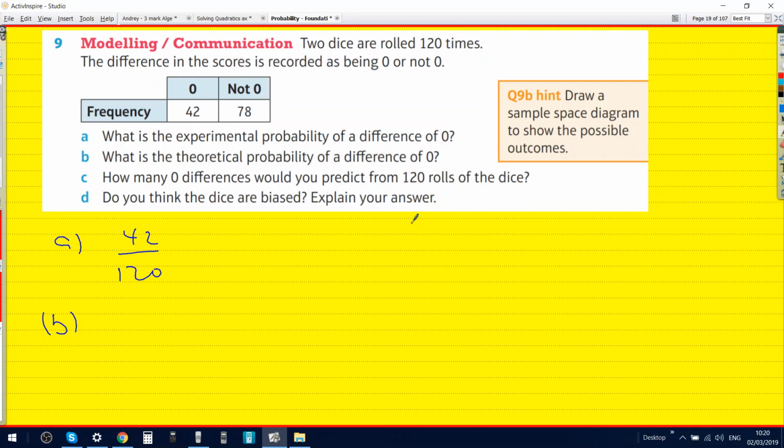Two dice are rolled 120 times. So two dice. Do you know what their sample space diagram would look like? Is it the one that starts with a circle and it splits off? No. I would do it as a table. The first dice can land on 1, 2, 3, 4, 5, or 6. The second one can also land on 1, 2, 3, 4, 5, or 6.